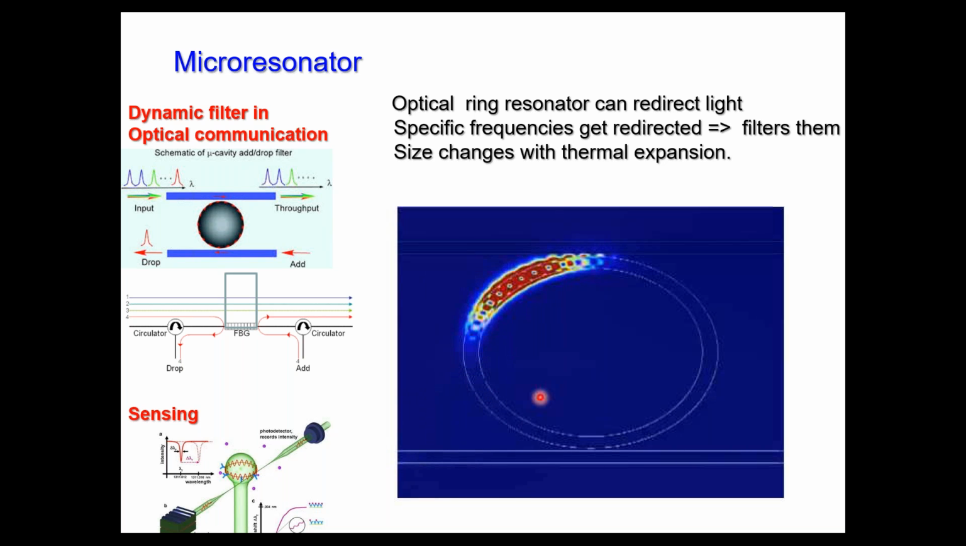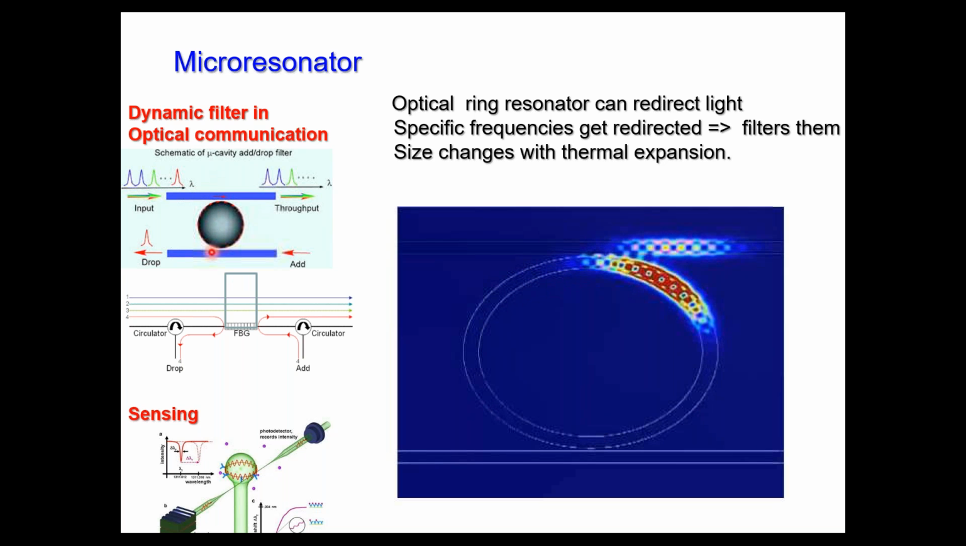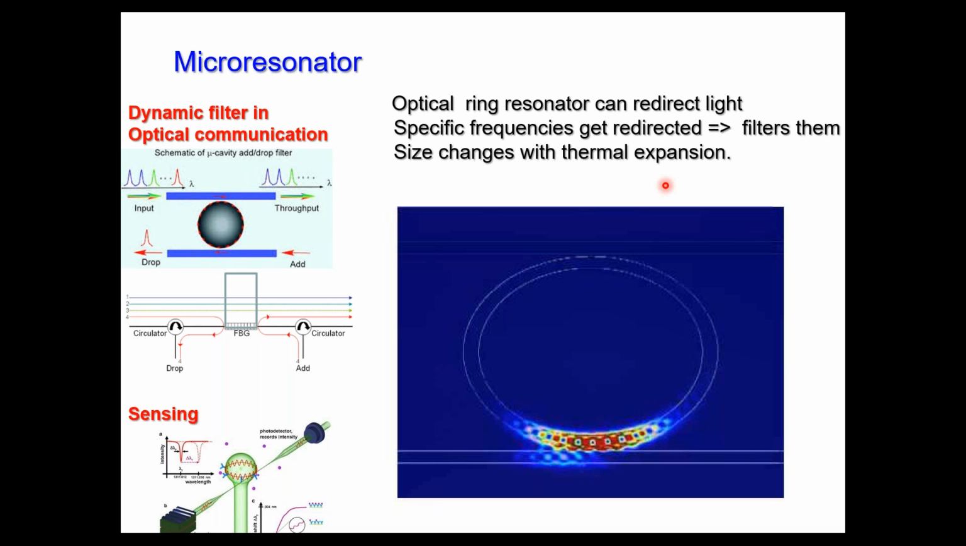So an optical ring resonator can redirect light. This is called a ring resonator. Even though this is shown as a sphere, this is a ring. There are many structures possible. Specific frequencies get redirected. That means it filters them. The size changes with thermal expansion. So you can adjust the conditions over here, which frequency have to be coupled out or coupled in. So that can be adjusted.